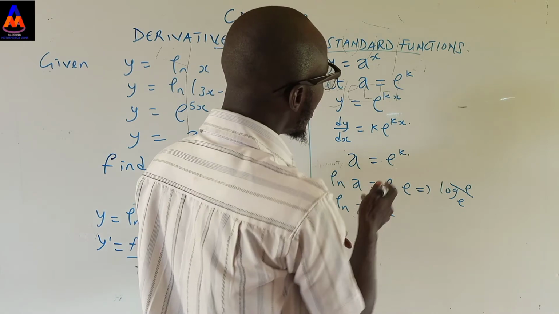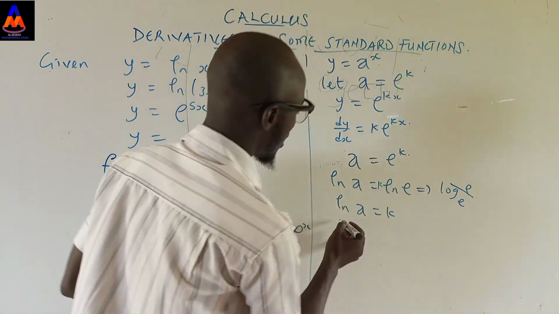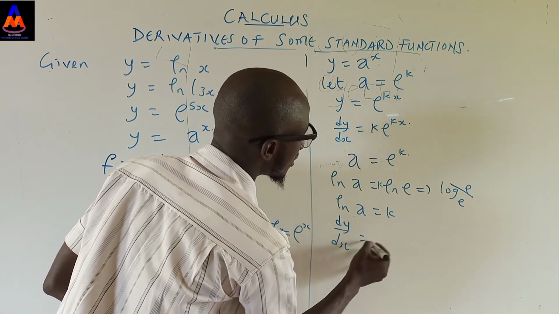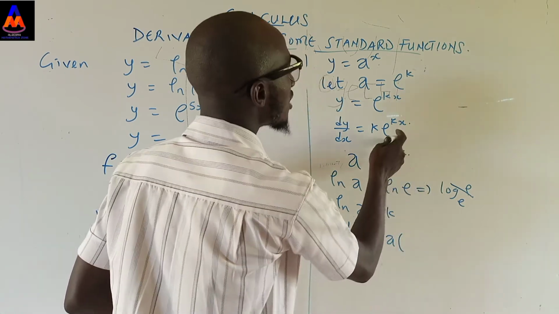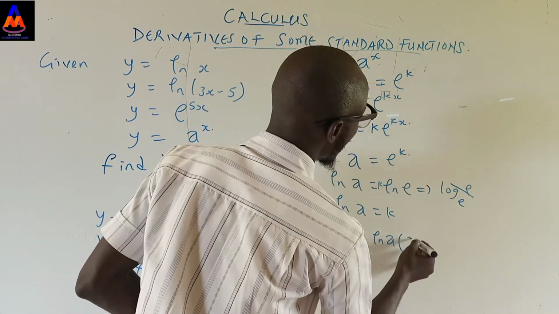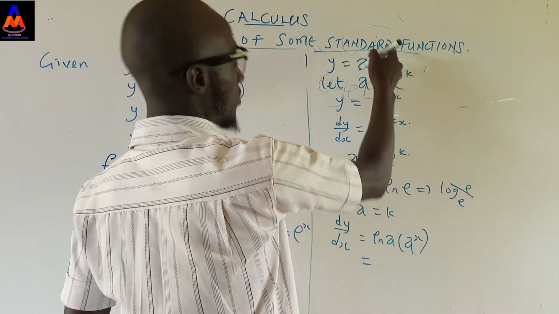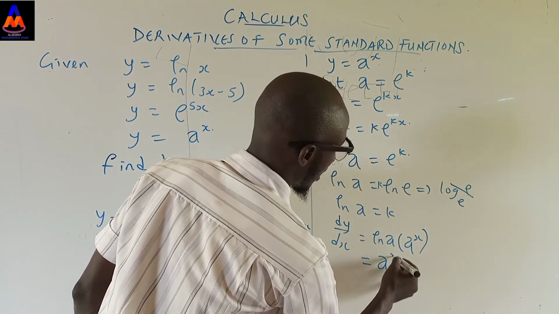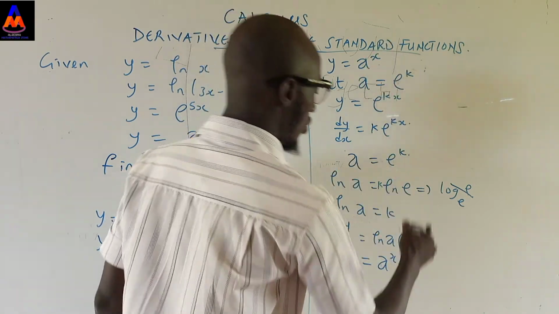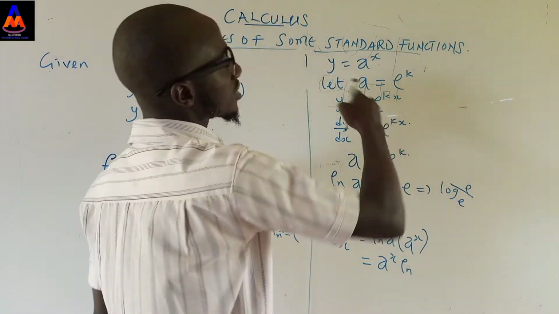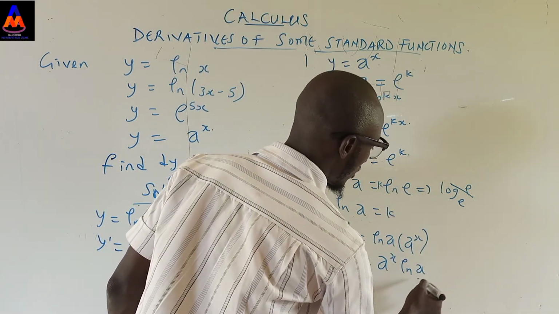I've gotten my k now. Then I also need my exponential k, which I gave to be a here. Then finally I can say my dy/dx: my k is ln a, and my exponential kx is a raised to the power x. So anytime you differentiate a raised to the power x, you get a raised to the power x. It's like you are rewriting this back just like you do with the exponential. Then you multiply by ln of the base. You take ln of the base.